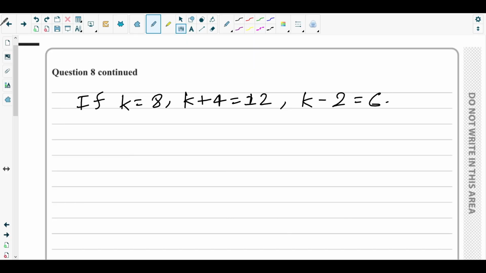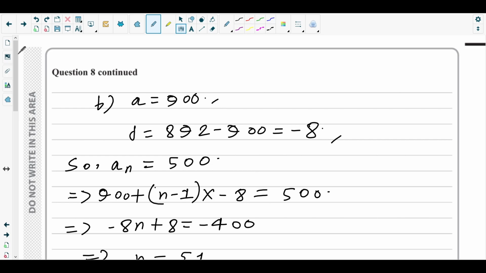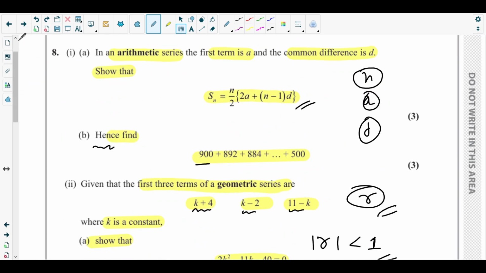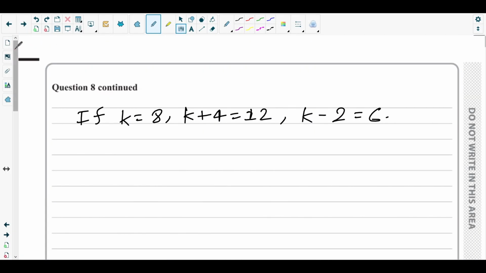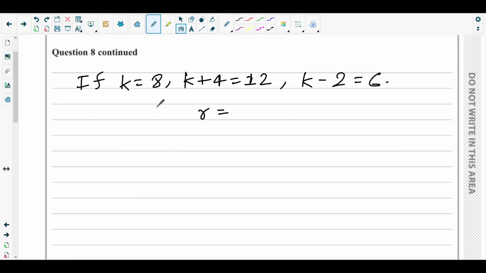That would be the accepted common ratio. So consider if k equals 8, then the first term is k plus 4, which equals 12, and the second term is k minus 2, which is 6. We don't need the third term, so consider the common ratio r: the second term over the first, 6 over 12, which is half.